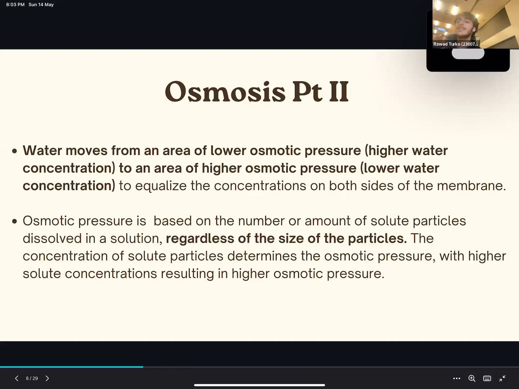Now, osmotic pressure is based on the number of solute particles dissolved in a solution, regardless of the size of the particles. The concentration of solute particles determines this osmotic pressure, with higher solute concentrations resulting in higher osmotic pressures. What I want you to keep in mind is that although the osmotic forces will always want to correct any low or high osmotic pressures in the body, they're not always able to do so. But what they are always able to do is equalize the osmolalities between 2 different compartments.